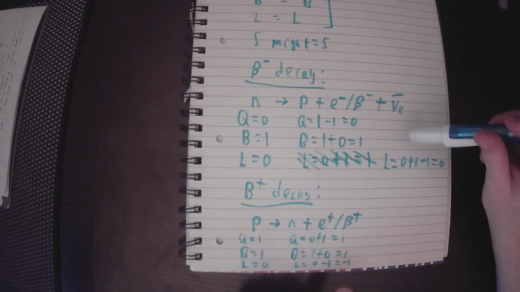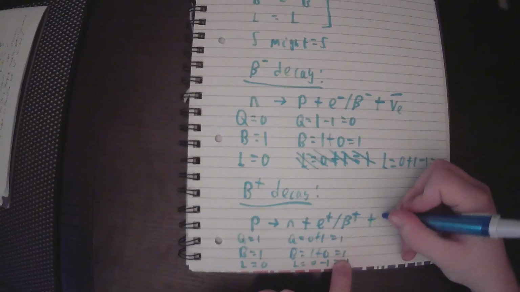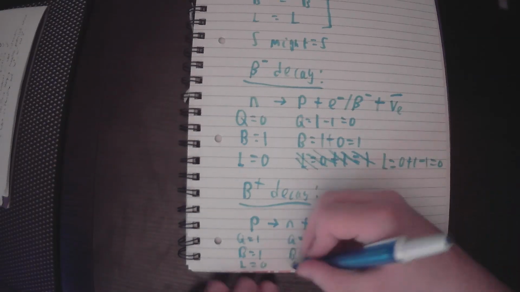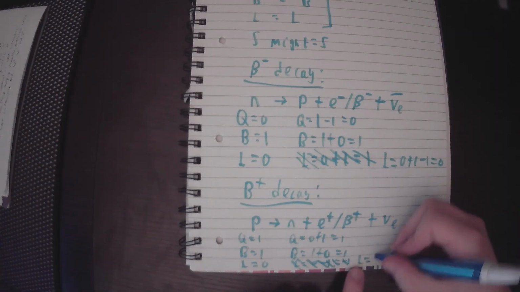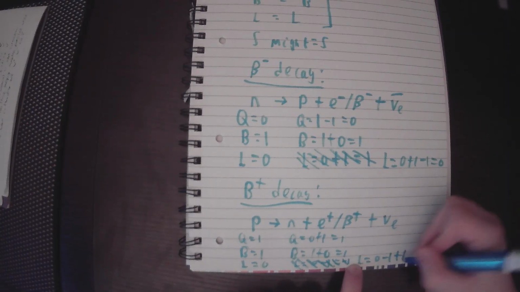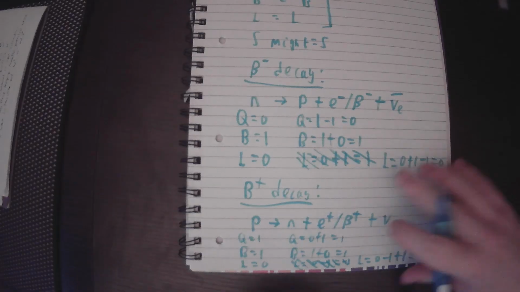So all we're going to do is the opposite of adding this, and we're just going to add an electron neutrino, because that's going to get rid of that. And instead we're going to get L equals 0 minus 1 plus 1, which is 0 again. And phew, physics hasn't been broken again.